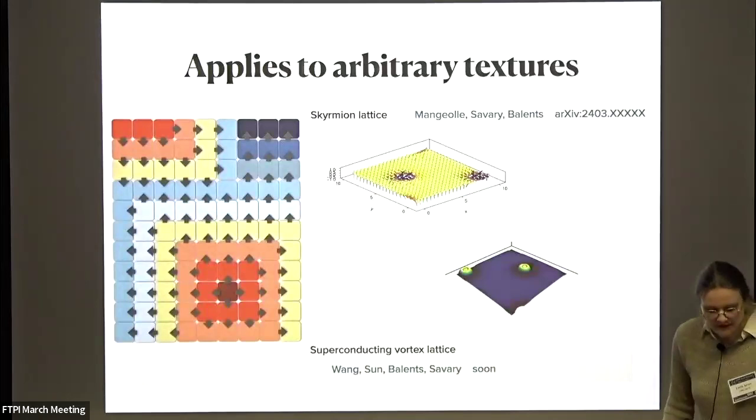What we think is that our theory, and this is really almost done, will really shine when we apply this to actual textures. So, for example, we're doing skyrmions. We can compute the local currents around skyrmions.